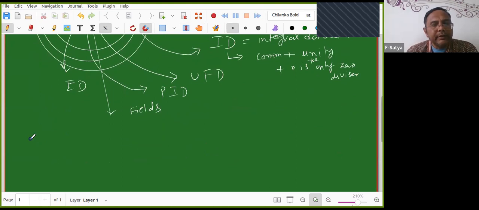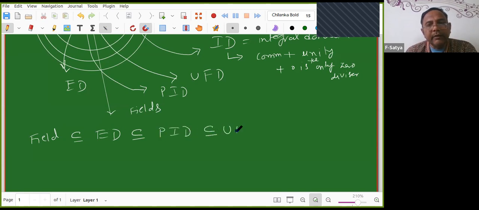So what I am saying is that first is the field. Field is the smallest. Fields are contained in Euclidean domains. Euclidean domains are contained in PIDs. PIDs are contained in UFDs. UFDs are contained in IDs. Between them many other things are there, but I'm not going into them. IDs are contained in commutative rings with unity.